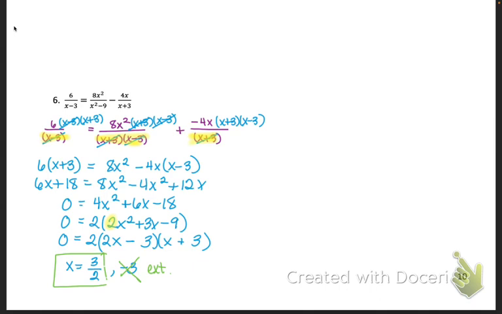Cross multiplying is really simple if you can do it. Again, if you have more than one fraction on one side of the equation, we can't cross multiply because it's not a proportion, so we have to use this LCM method.